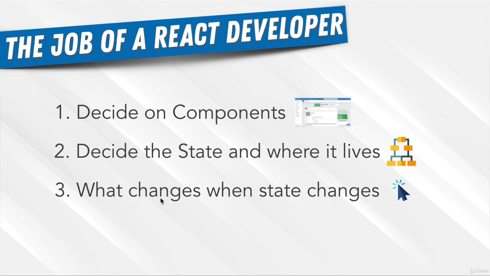The third is, what changes should we make when the state changes? Based on what this JavaScript object called state is changed, we have to decide what to re-render, what part of the virtual DOM changes. And deciding on this is also important because it has huge effects on performance.